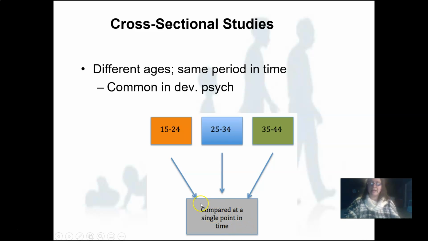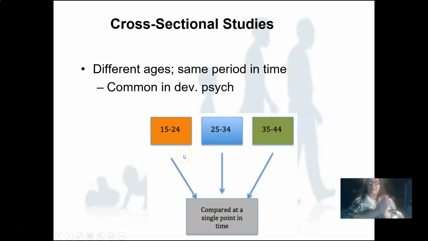So this way we will take big groups of people, so kids that are 15 to 24 years old, young adults 25 to 34, and then a group of 35 to 44. And maybe we'll go get them at the mall and we'll just say, hey, you come here, fill out this study about drug use. And then we'll compare them all at that single point in time.